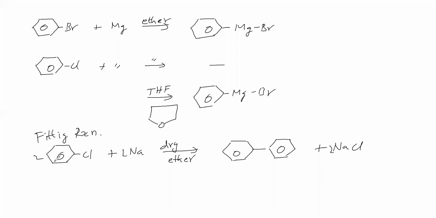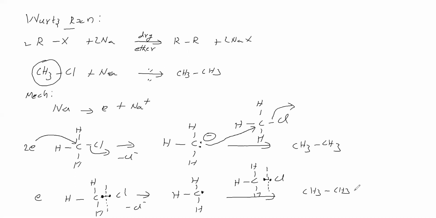Like this, now you see this reaction. It is Fittig reaction. Aryl chloride is taken, sodium is taken, dry ether is taken. Sodium takes chlorine and becomes sodium chloride, and the phenyl rings dimerize, so a bond is formed between the two phenyl rings, giving biphenyl. If aryl halides undergo this, it is called Fittig reaction; if alkyl halides undergo it, it is called Woods reaction.